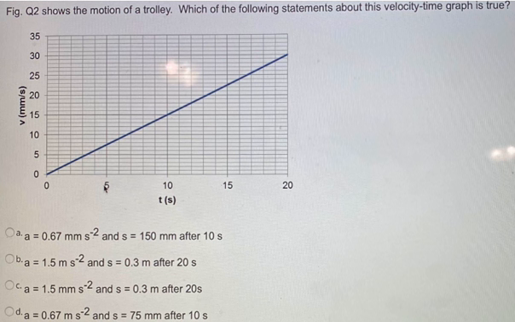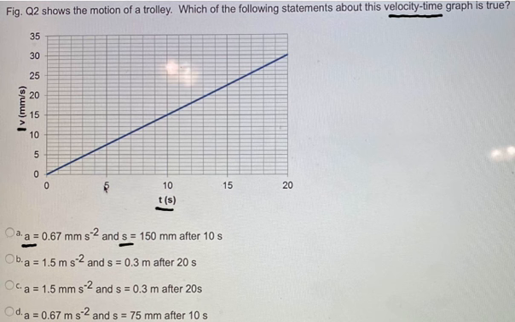So here I have a homework help problem that a student sent me that says figure 2 shows the motion of a trolley. Which of the following statements about this velocity time graph is true? So notice that the y-axis is velocity and that the x-axis is time. And it's asking for acceleration because A represents acceleration and S represents displacement.